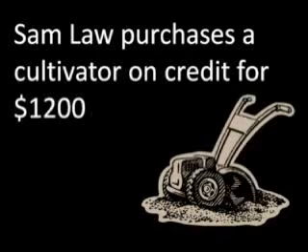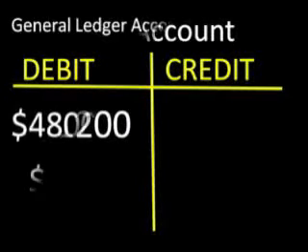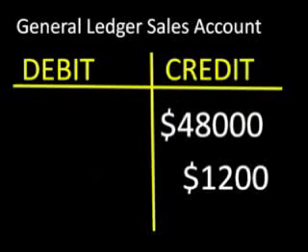We should look at a second transaction and make sure that we really do understand what we are doing here. Sam Law buys a cultivator on credit for $1,200. What happens in the ledgers? Sam's account in the sales ledger will record that he owes the business $1,200. In the general ledger, there will be a double entry. A debit of $1,200 is made to accounts receivable. A credit of $1,200 is made to the sales account. You know, it's really a breeze, isn't it? So easy. Right, that takes care of the credit sales entries.